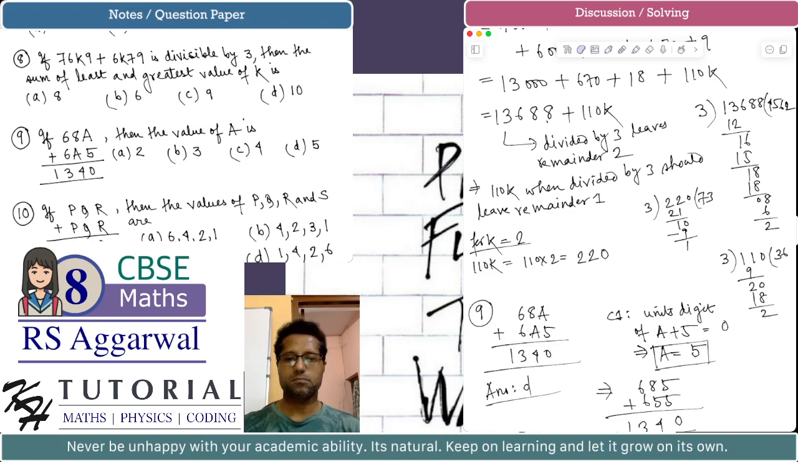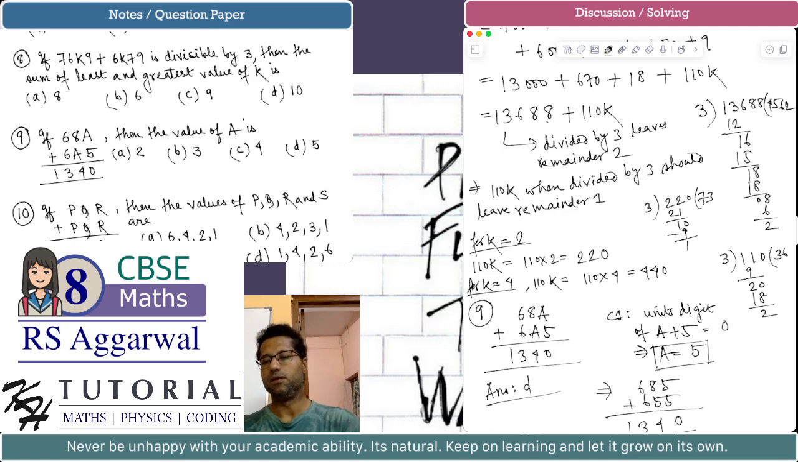For k equals 4, 110k is equal to 110 into 4, which equals 440. Now 440 when divided by 3, what is the remainder? The remainder is 2. So k equals 4 will not work.